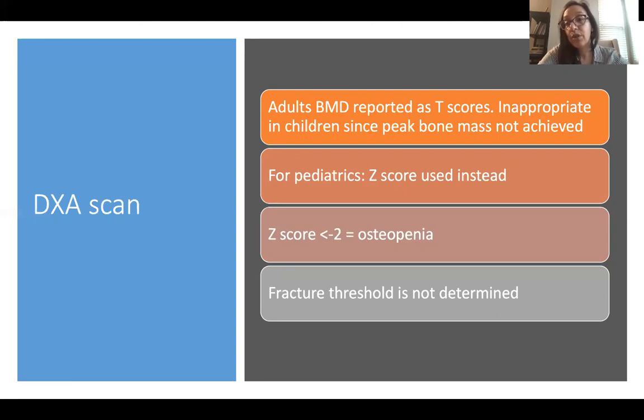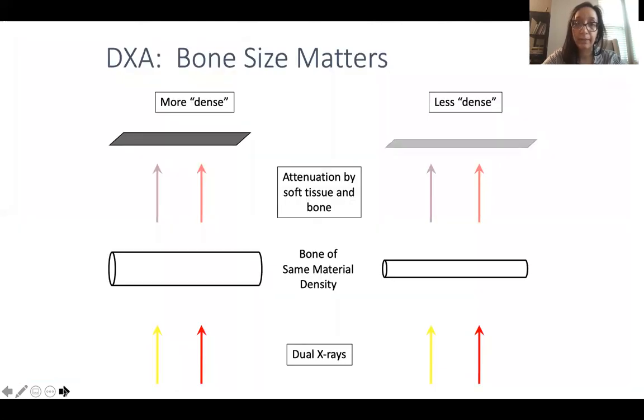It is very important to note that a fracture threshold cannot be determined by a DEXA scan alone. And you will see that caveat on multiple reports by the DEXA scan. They're able to give you what the bone looks like, but they're not going to be able to give you predictions on fracture thresholds because that occurs within the clinical context of the patient.